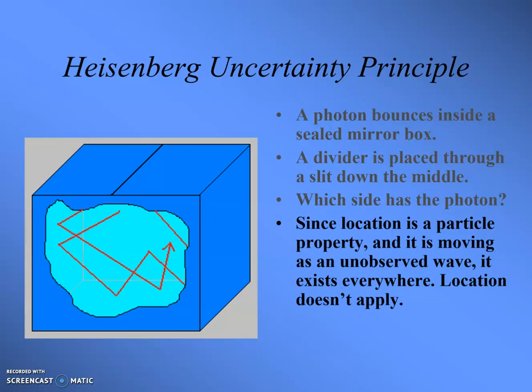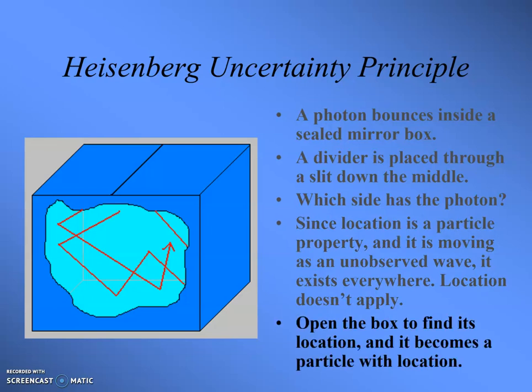Well, since location is a particle property and you can't actually see it because everything is sealed, it is acting like a wave because you're not seeing it. Therefore, it exists everywhere simultaneously, and you can't really answer the question of where it is because it doesn't really have location because you're not seeing it. So it can't act like something that has location. If you actually open the box and could magically see it and say, hey, it's on the left side or right side, then you could actually give it location. Until then, the answer of location doesn't really apply to it.